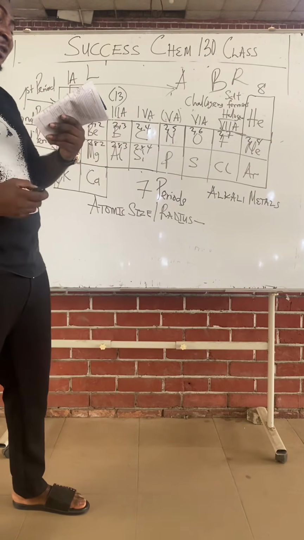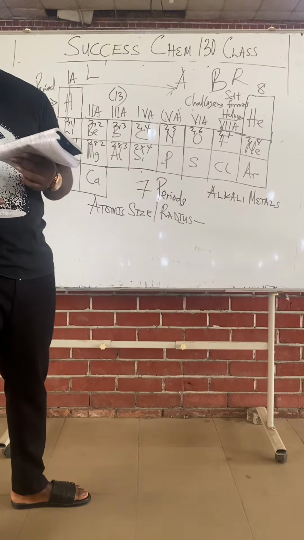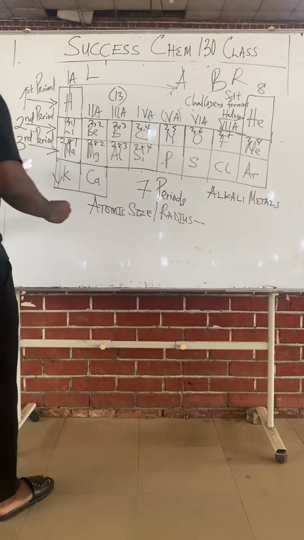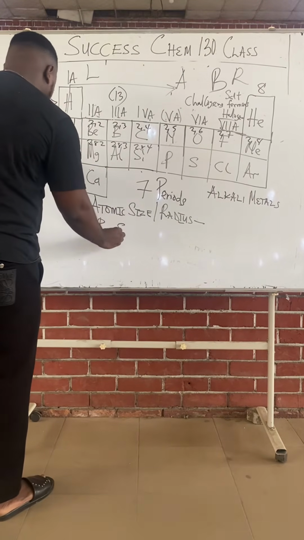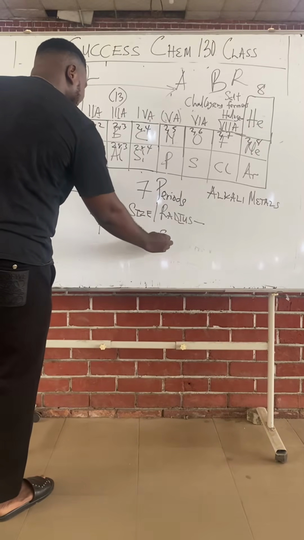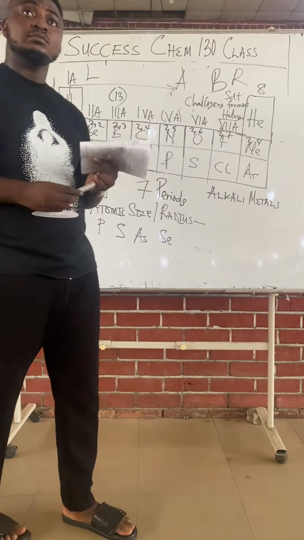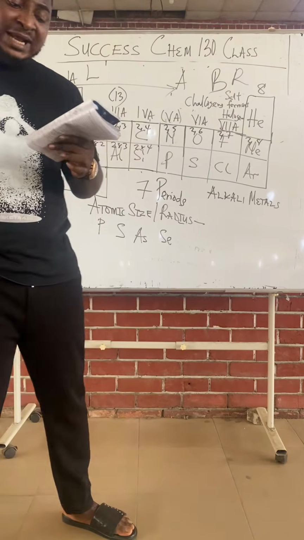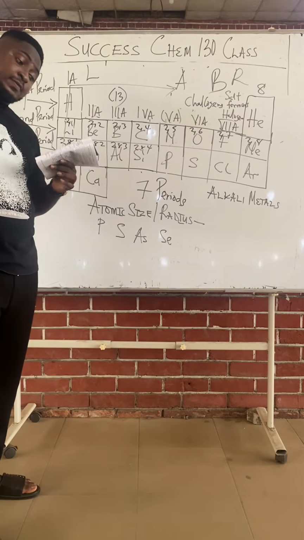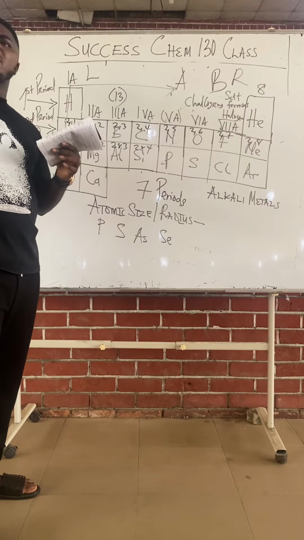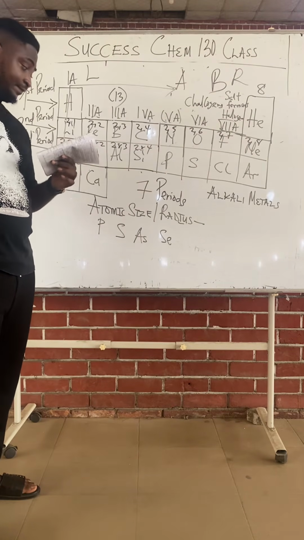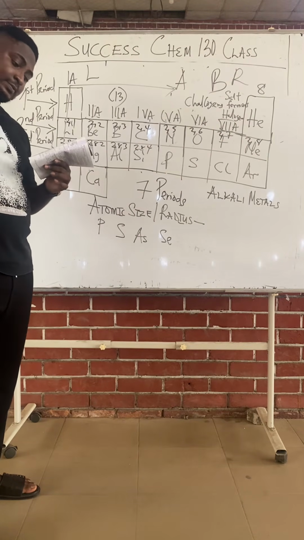Example: arrange the following atoms in order of increasing atomic size. Arrange the following atoms in order of increasing atomic size.